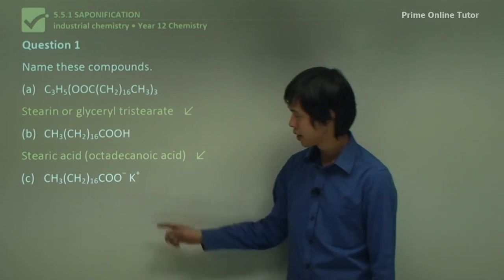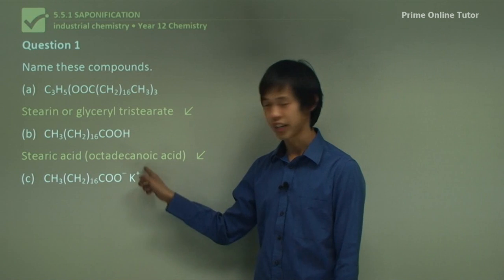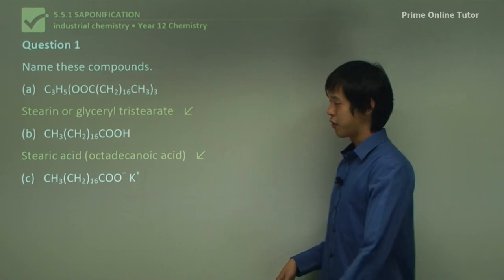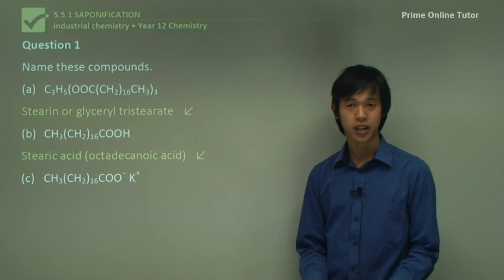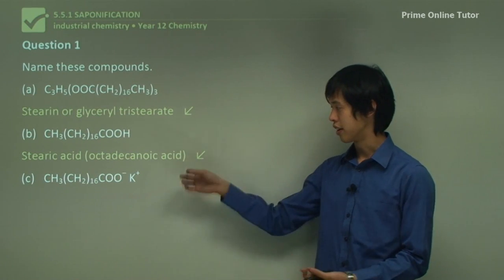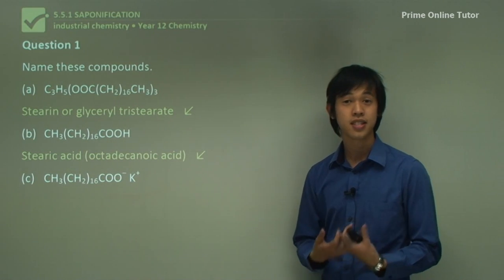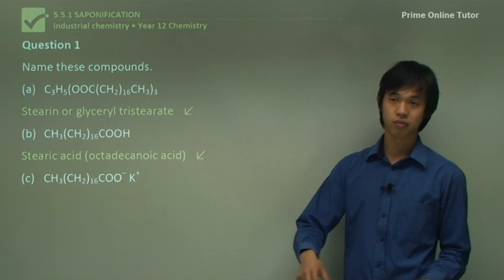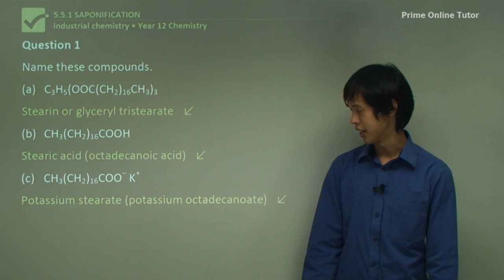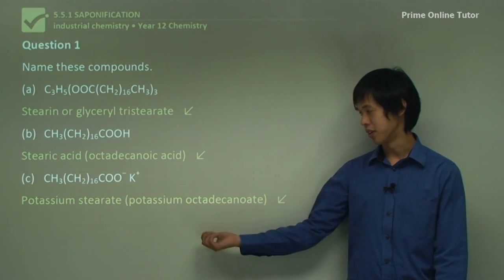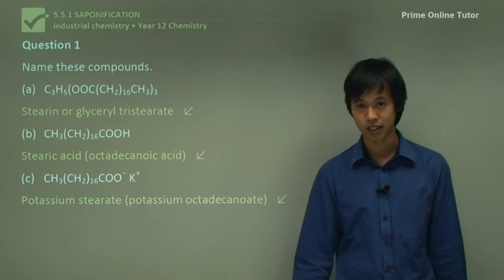And lastly, this one. Well, it looks like this one, but instead of having an H, it's got a K+. So if you take the H out of, say, ethanoic acid, it becomes the ethanoate ion. So if we take the H out of stearic acid, then it becomes the stearate ion. And then we just put whatever's here at the front. So it would be potassium stearate. And there you go. Alternatively, you can call it potassium octadecanoate. So potassium octadecanoate. Okay.